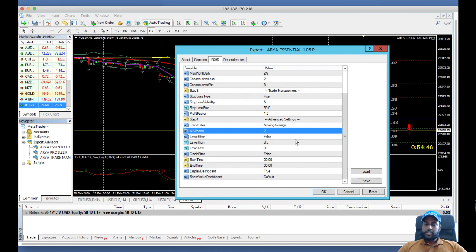Level filter, I'm not using it. I want to sell if there is an opportunity right here. I don't know where the opportunity will be, so I will let ARYA do it and use the fractals to sell. Start time, I have a start time and a net time. I'm a day trader, so I want ARYA to trade between 8 in the morning and maximum 10 p.m.